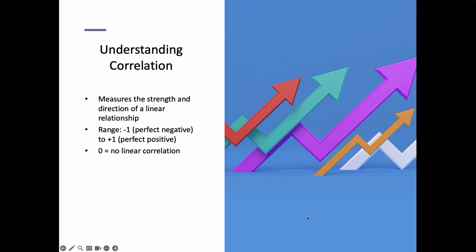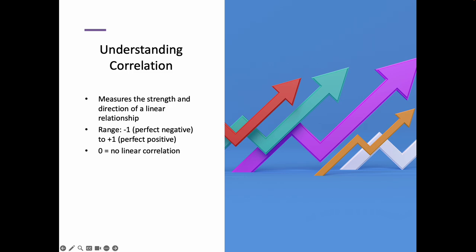Correlation is a statistical measure that describes the strength and direction of a linear relationship between two variables. It is important to emphasize linear because correlation only captures linear associations. The correlation coefficient, which is the measure of the strength of correlation, ranges from -1 to +1. A correlation of +1 indicates a perfect positive linear relationship. As one variable increases, the other increases proportionally.